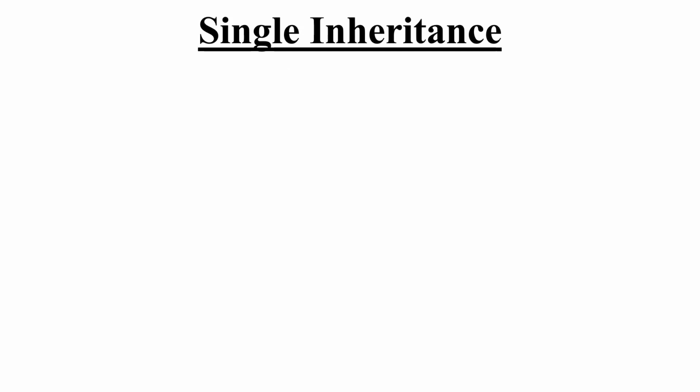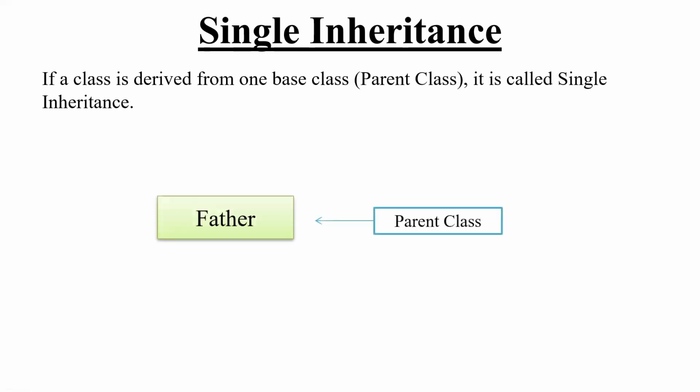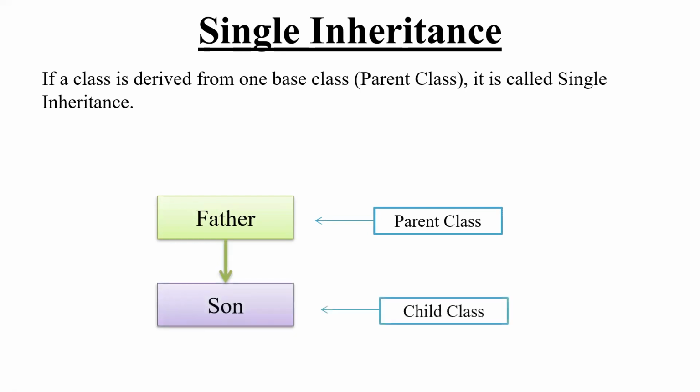In single inheritance, what happens basically? A class is derived from one base class, that is the parent class. That is single inheritance. Like a father, whatever the properties of the father will be given to the son. This father is a parent class, and the son is a derived class, a child class. We can understand this with this figure, and you can see the syntax here.